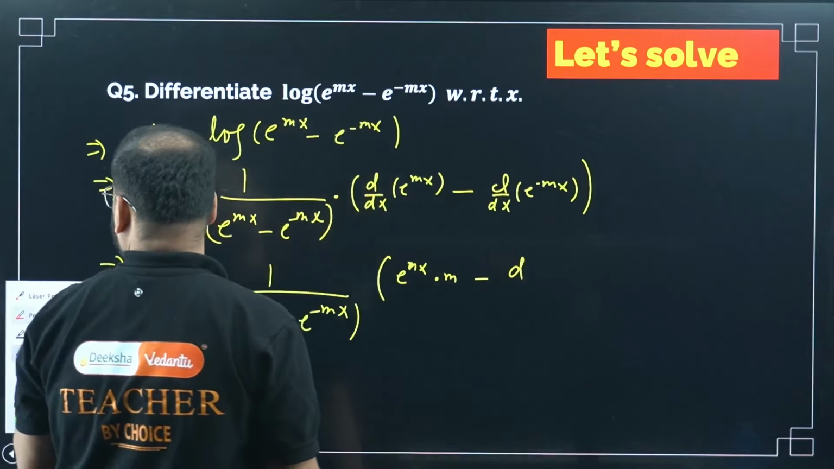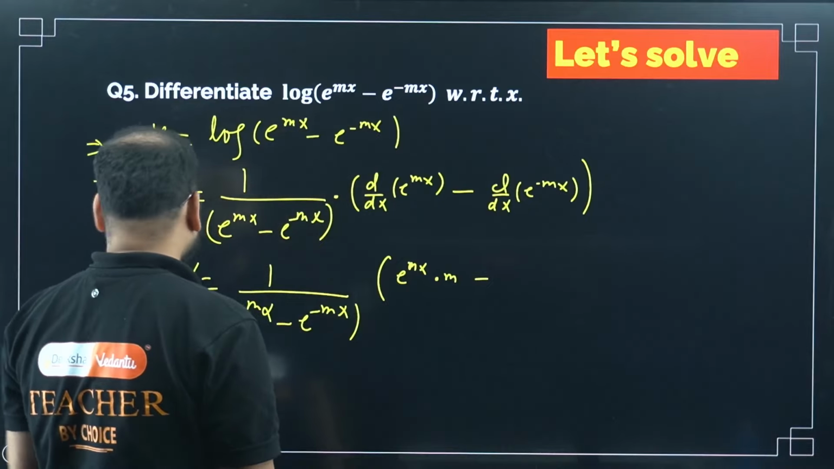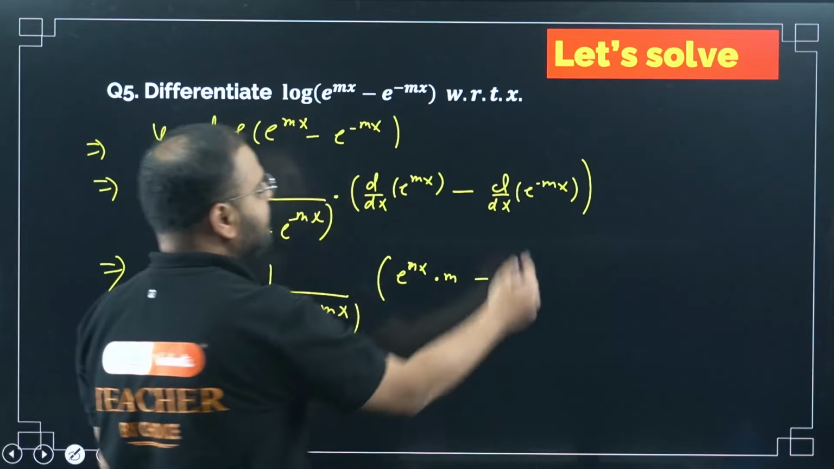This is e power mx. e power mx times what? m. m will come, right? If you differentiate e power mx, I'll get e power mx, but mx also if you differentiate, you'll get m. If you have this doubt also, ask me. I don't think you will have this doubt, that how this e power mx is coming as m times e power mx.